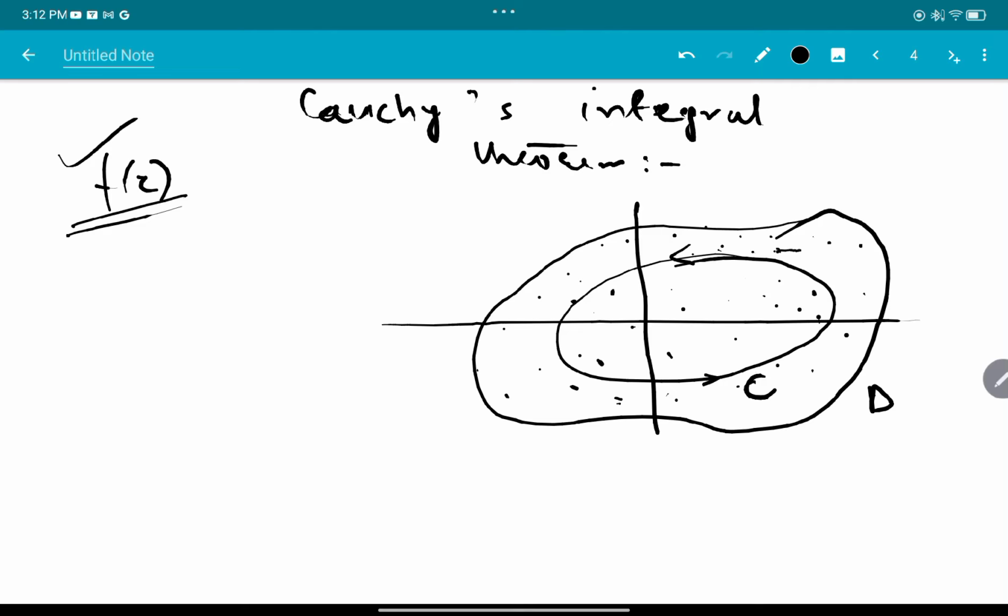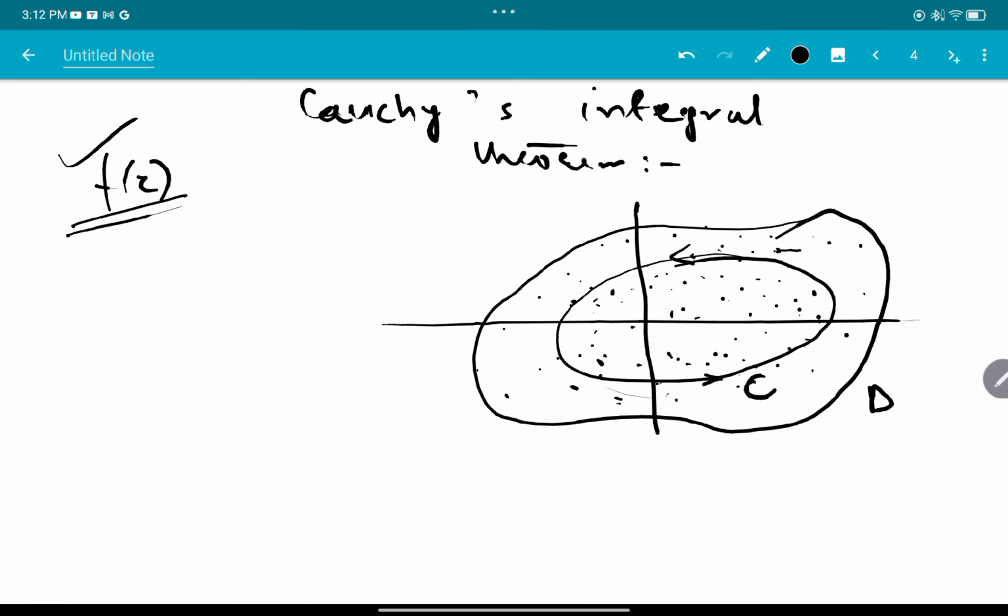We have now this closed curve, completely contained within this region. In this closed curve, and inside this closed curve, of course, our function f(z) is analytic everywhere, on this as well. Both these are important. It is analytic on C and inside C.